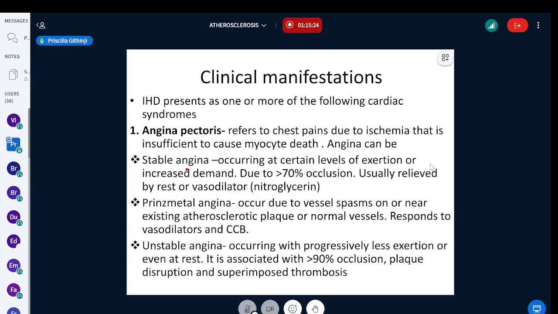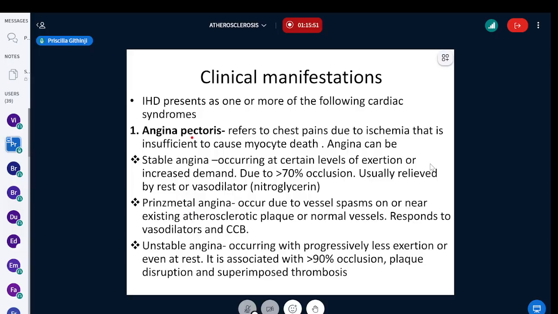chest pain. That is what is referred to as stable angina, and it occurs due to more than 70% stenosis, the critical stenosis we talked about, and it's usually relieved by rest, or you can give these patients a vasodilator, for example, your nitroglycerin. So if you have a patient who complains of chest pains during events of exertion, they most likely have stable angina.